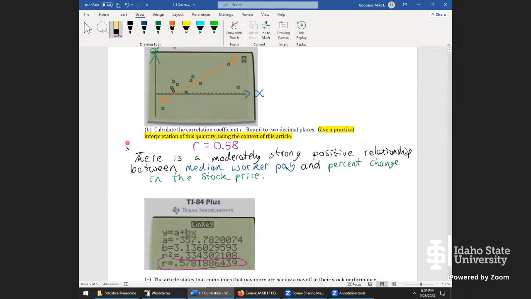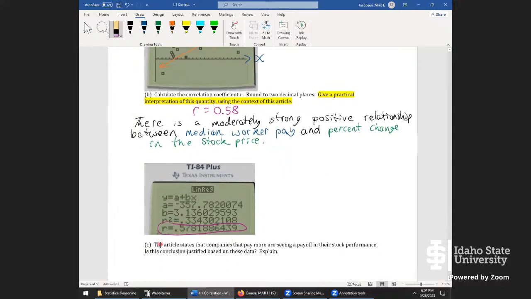What we said in part B, after we calculated the correlation coefficient R and drew on this regression line, is that there's a moderately strong positive relationship between the median worker pay, the X variable, and the percent change in stock price, the Y variable going this way. In other words, the more the employees were paid, the higher the stock price tended to be.